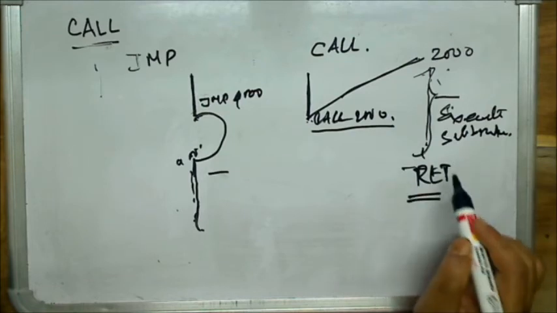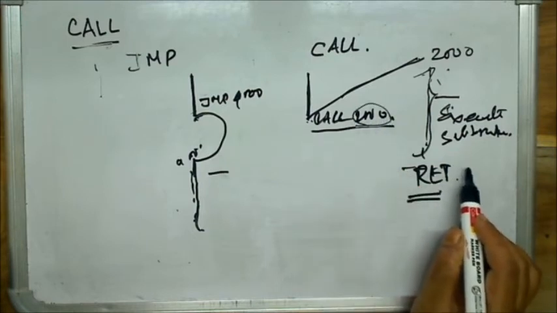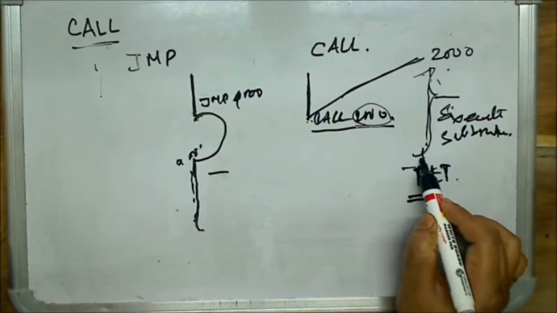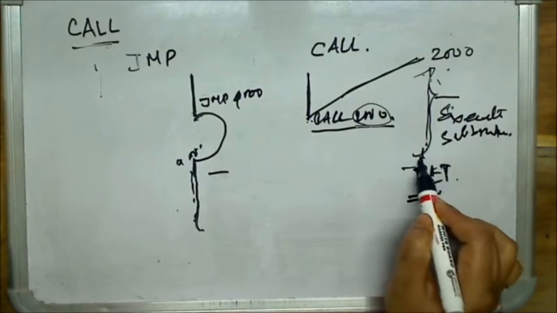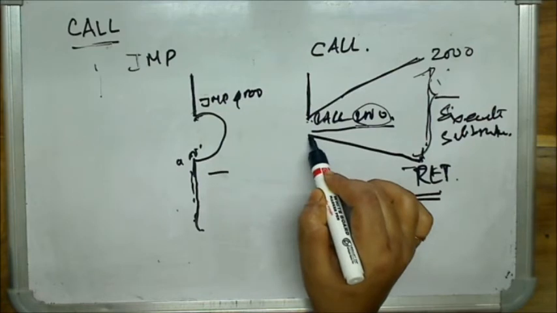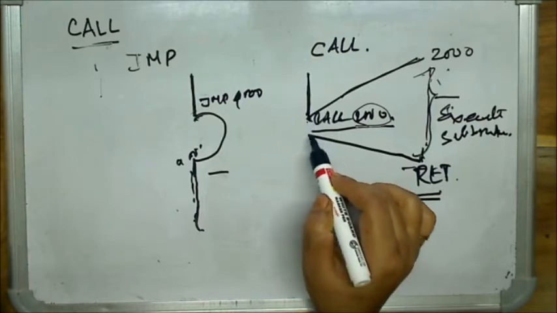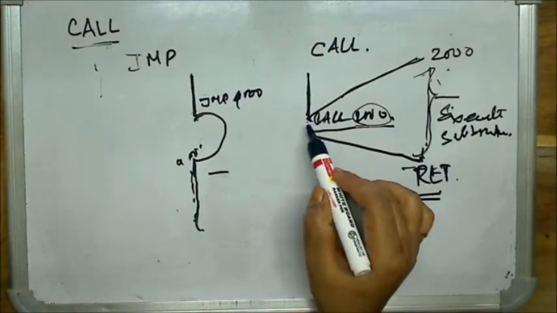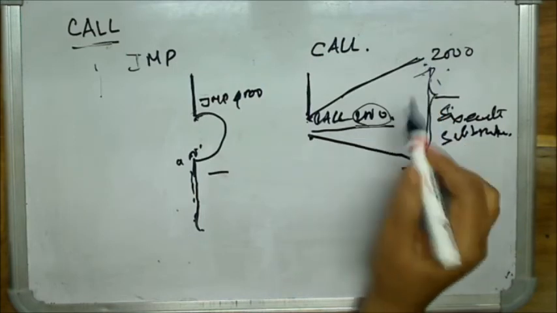In the instruction call 2000 you are placing an address, but in return you don't place any address. So you find the instruction return at the end of the subroutine. After you find return, it goes to the next memory location as the next instruction, not the same instruction from where it found the call, because if you return to the same instruction, you will again go to the same subroutine and it will become an infinite loop.